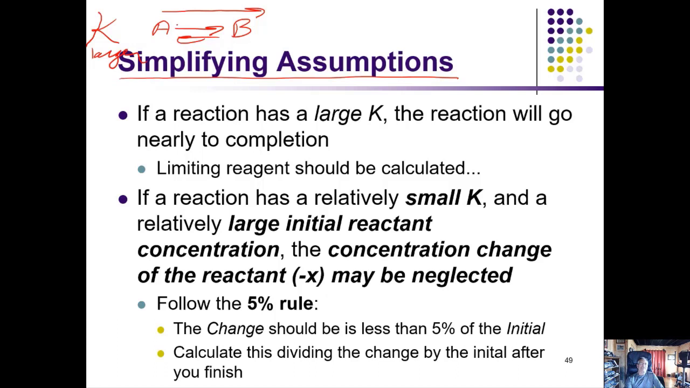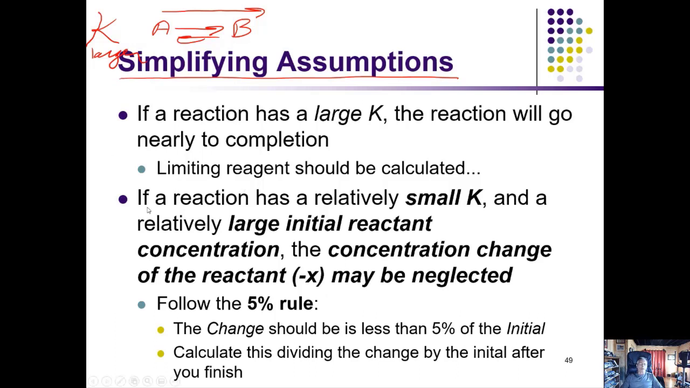So if I have a large K, I can treat this reactant concentration as if it is completely disappearing and that it all goes to product. It's a limiting reactant type of reaction. So if I had more than one reactant and a large K, the limiting reactant would be the smallest amount of that reactant. All right?